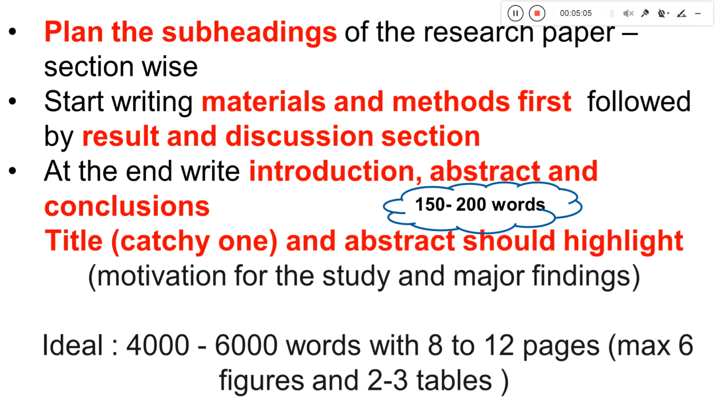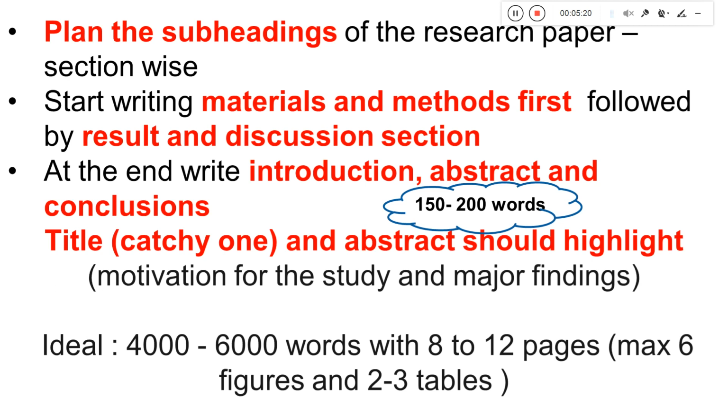These are the two important things because this is the first thing which the editor sees. So once the title and abstract is through, then only he will see the remaining parts of your paper. So see to it that you spend more time on this part, that is the title and the abstract.